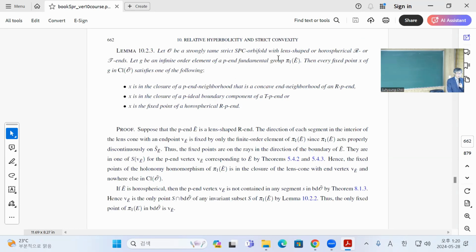So if it's a strongly tame SP structure with lens, you don't need generalized lens, just lens-shaped, horospherical, and P is an infinite order element, and every fixed point satisfies this condition: X is in the closure of a P-neighborhood, which is a concave end neighborhood of R^n, or the closure of an ideal boundary component of T_p, or the fixed point of a horospherical end. These are just facts that you need to work with these B, and then how the strongest eigenvalue will work with these, and then you take the limit, and so any fixed point.